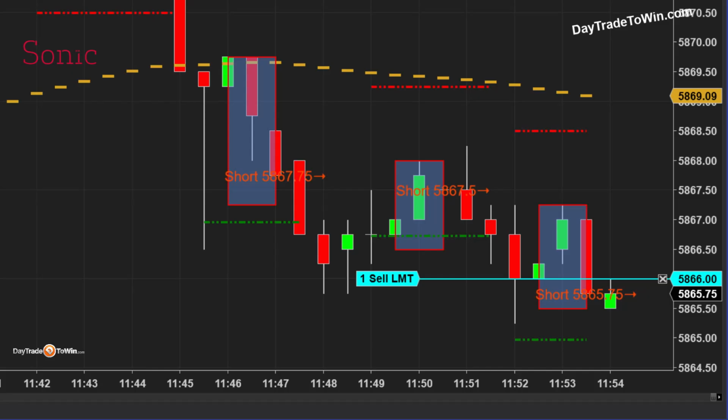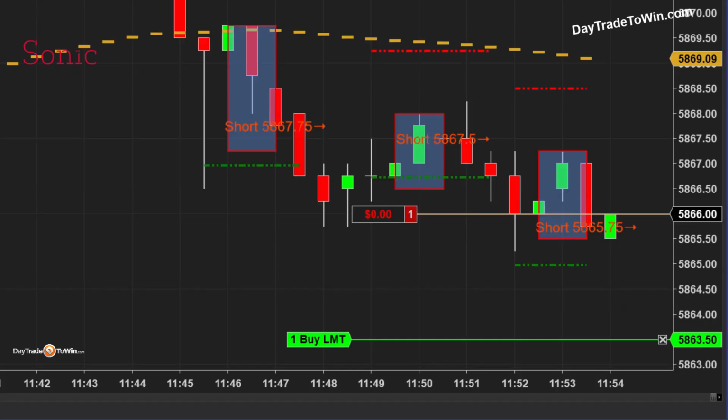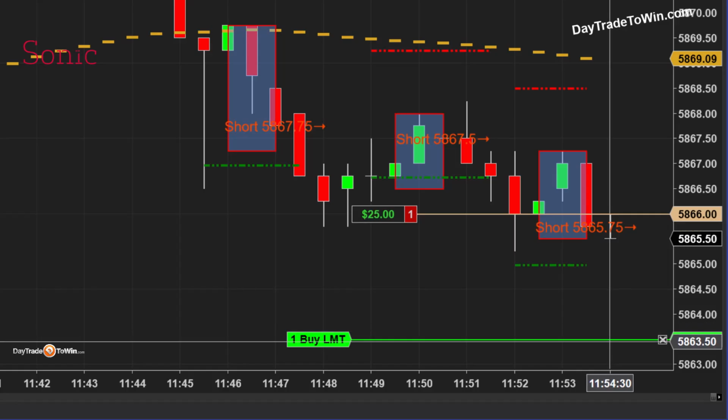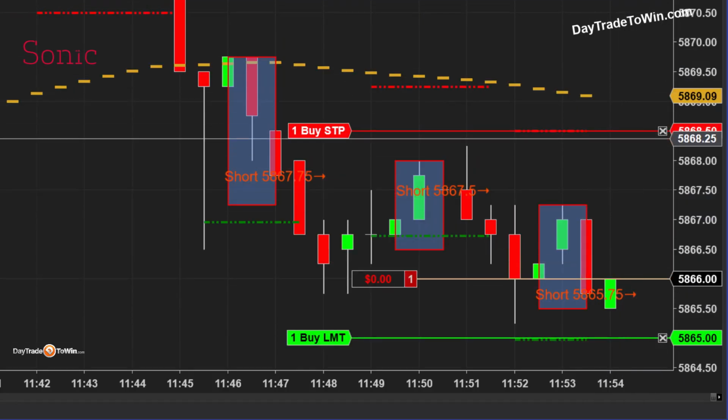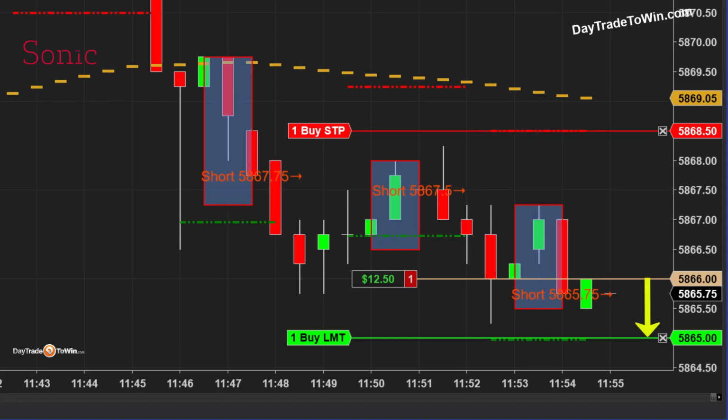That means that I want to be a seller at a better price by 1 tick. The target, once I get filled, will be the same. So I'll move my target right to that green and red area, that line. That's the target, and that's the stop based on what the Sonic is telling me.